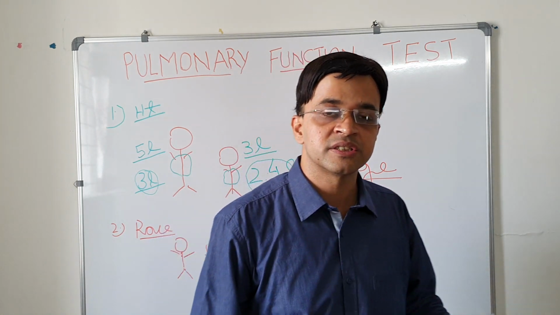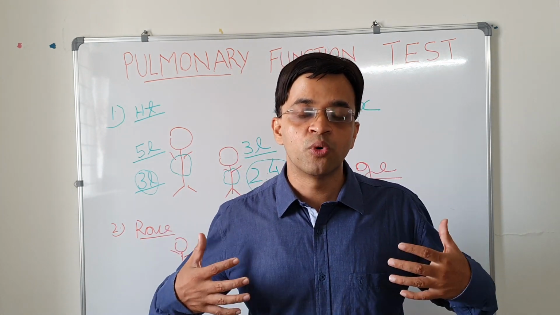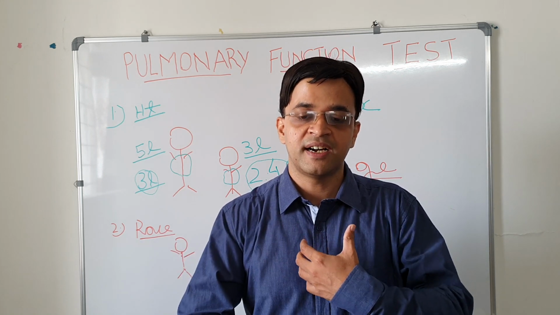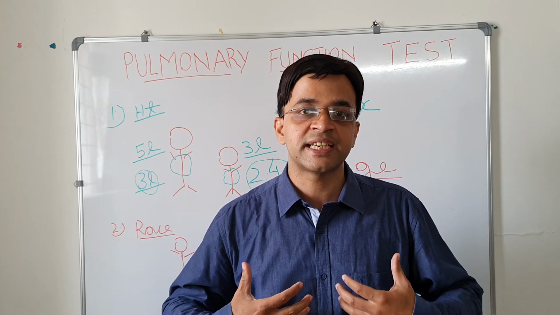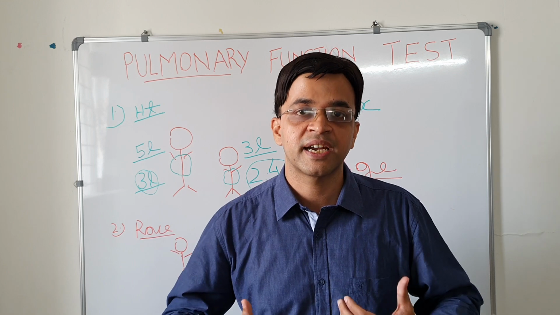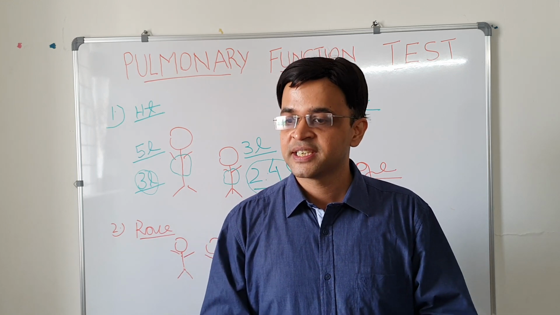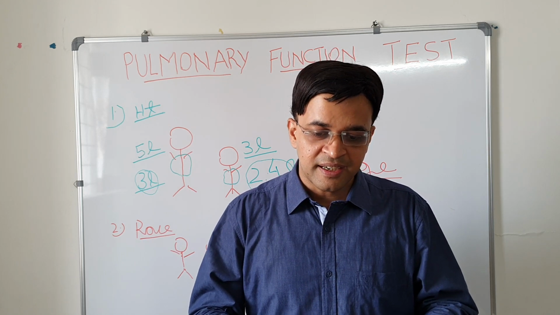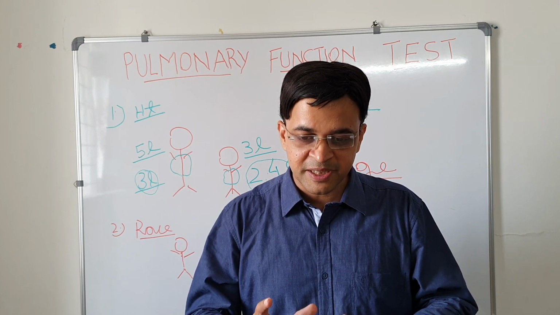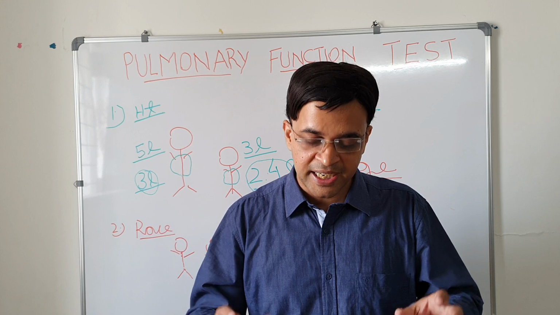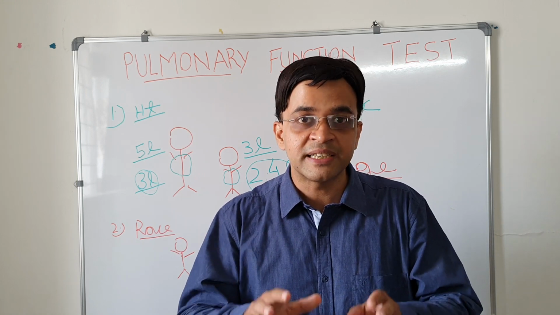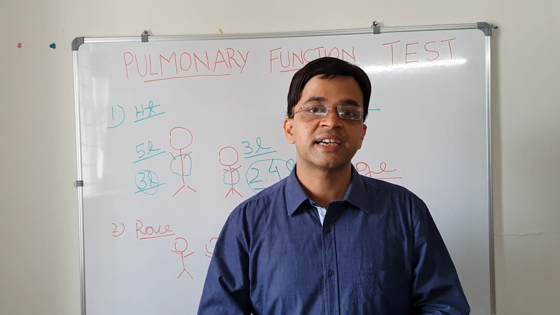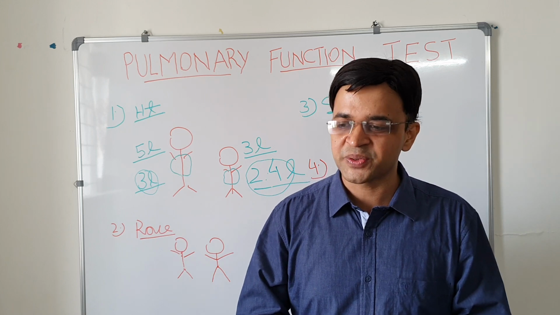Then weight: the bulkier you are, the more fat you will have around your lungs, and that might hamper your pulmonary function tests. So these are broad parameters, and these things are kept in mind. These things are entered into that algorithm, and that algorithm gives us our reference range values.